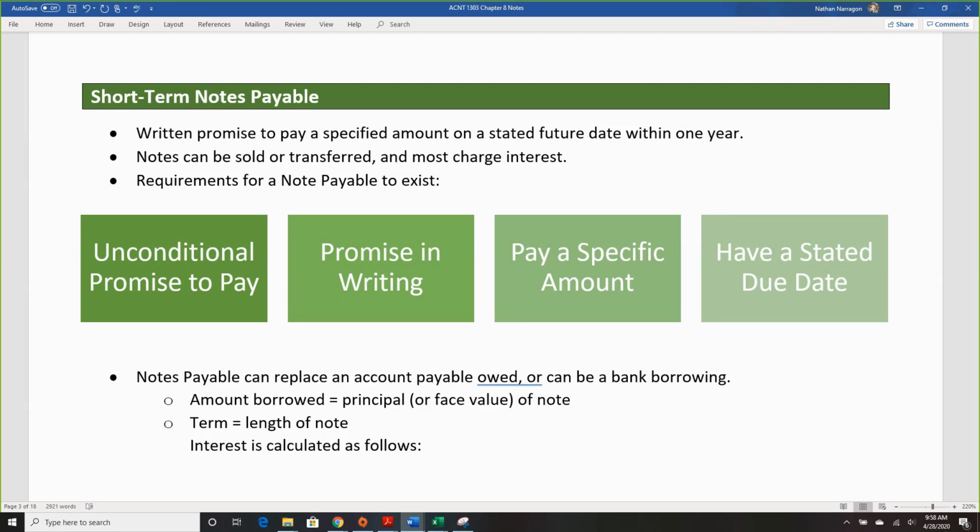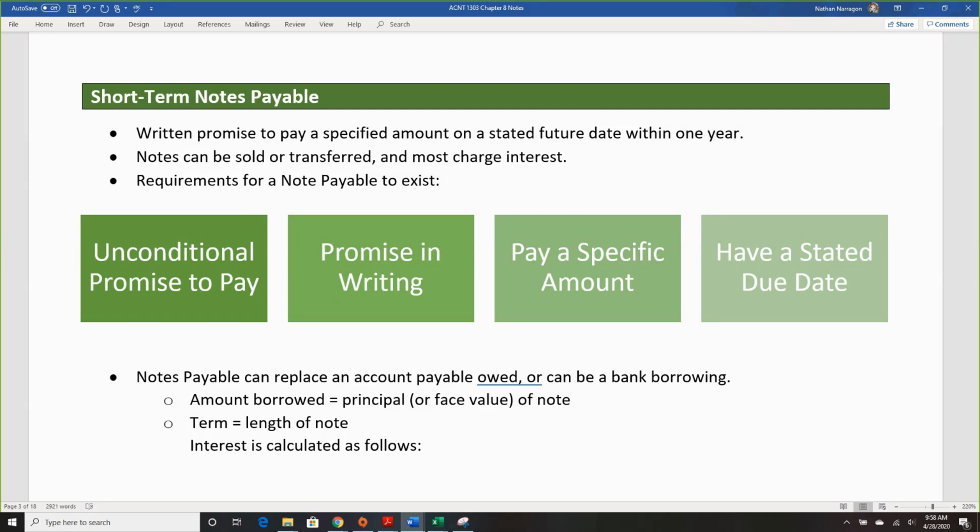So notes are back. Notes payable. And again, when we look at any kind of note, these are promises to pay a specific amount within pretty much a year. Okay? These are known as short term. Okay?